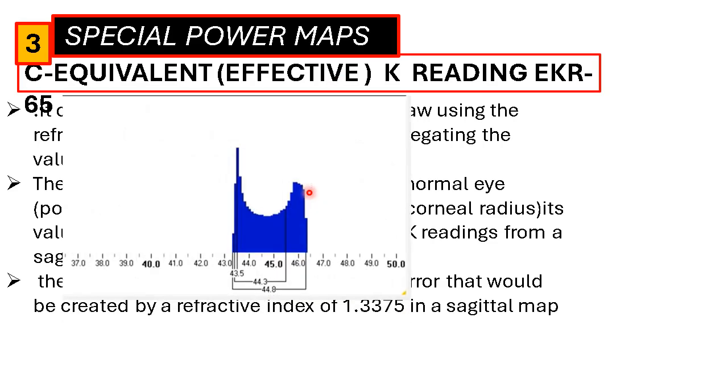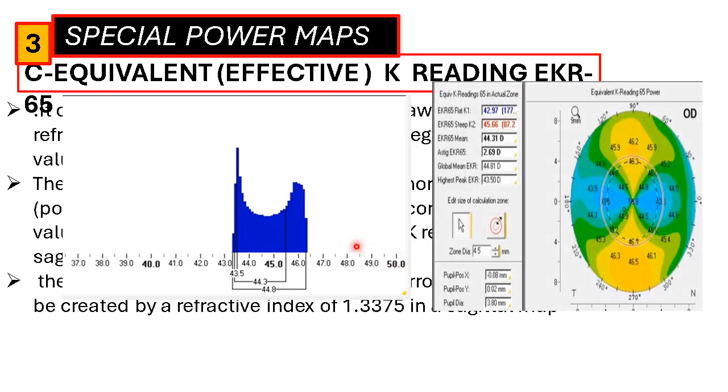And you will find, for example, this is the Holladay report, when they measure the effective K reading over a central zone of 4.5 millimeter. All the values are plotted in a histogram like this, and you can see the highest value is here, and another peak is here, corresponding to the with-the-rule astigmatism. The 65 means that they deduct 35% of the data, and for the remaining 65% they take the mean. So this indicates that it is the mean of 65% of the data.